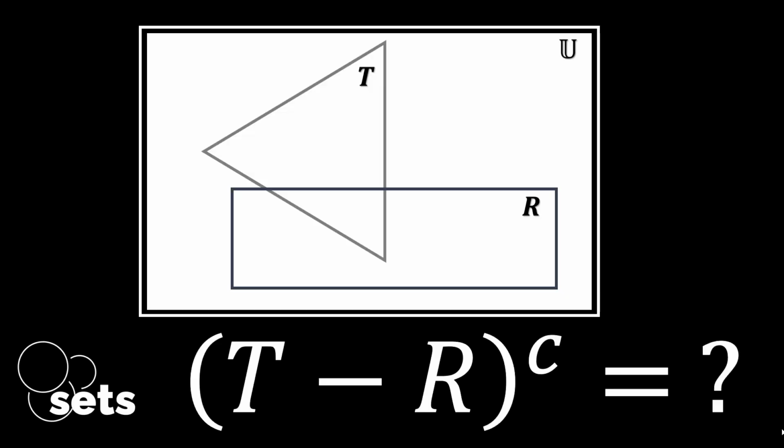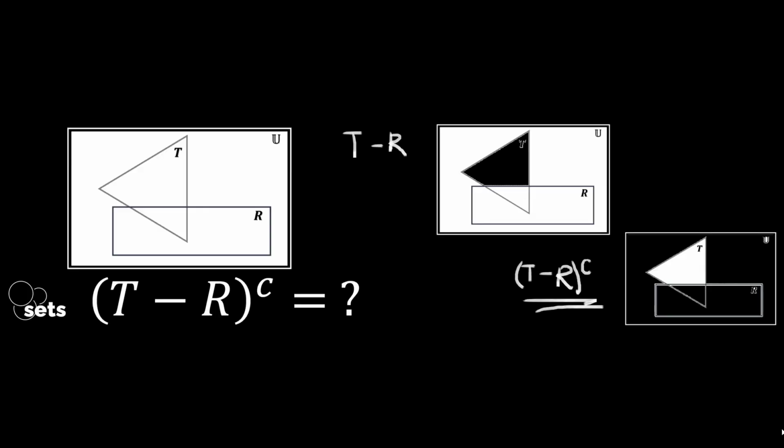The task here is to come up with the shading for this Venn diagram, which will correspond to the complement of the difference of set T and set R. Stated next would be the process that will allow us to move from here and end with this result. This is all about sets.